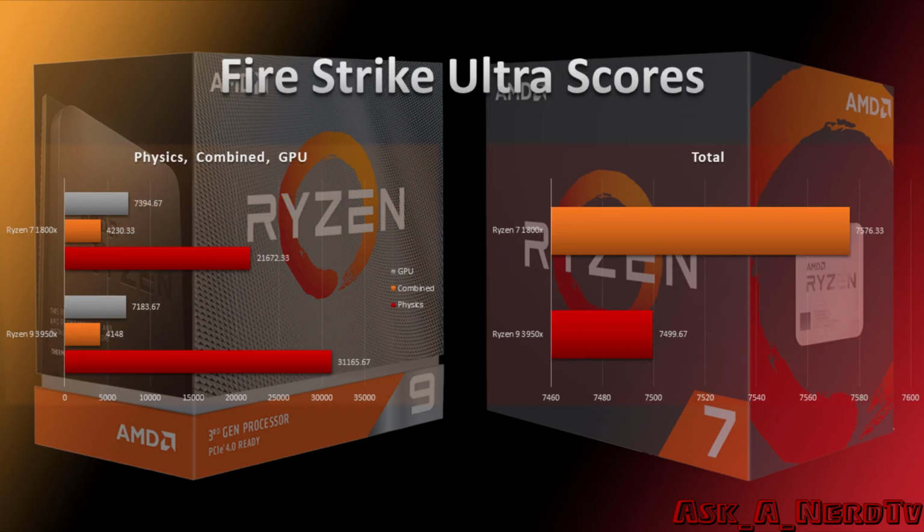Next up, we have the DirectX 11 Firestrike Ultra scores of the 3950X and the 1800X, with the 1800X scoring 7576 total, with the 3950X scoring 7499 total. A 1% decrease in performance from the 3950X.